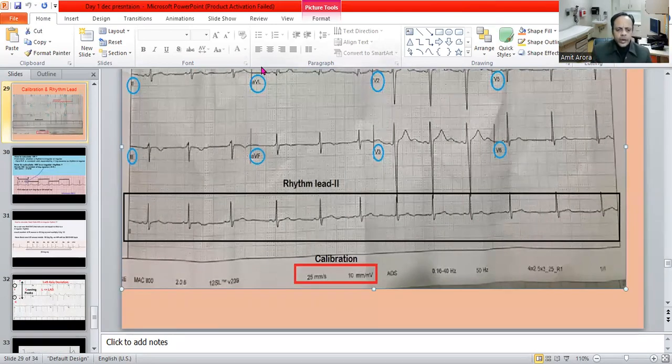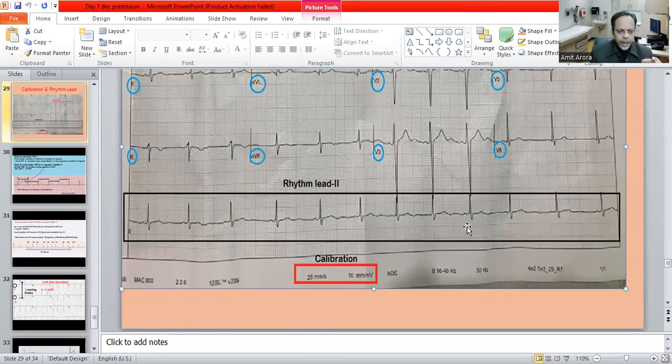Don't touch the other leads first. Start with this lead. Check the rhythm, and next we are going to tell you the calculation of heart rate. Heart rate can only be calculated once you know whether the rhythm is regular or irregular, because the method of calculation is different in the two. If the RR intervals are separated at equal distance, you can see, there is no need to even measure. There could be slight variation due to sinus arrhythmia.